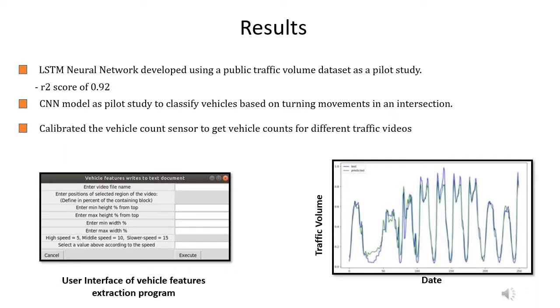Results. An LSTM neural network was developed to predict next hour traffic volume using a public dataset. The R2 score value obtained is 0.92. A CNN model was developed as a pilot study to classify vehicles according to turn-in movements such as left, right, and through movements in an intersection. And the vehicle count sensor was calibrated to get vehicle counts for different videos.